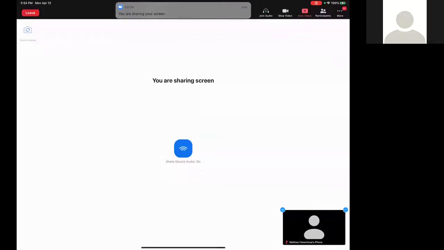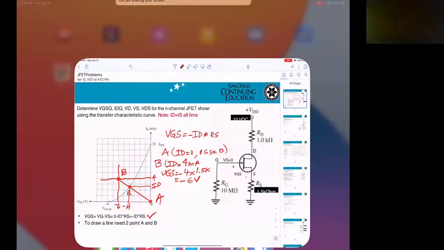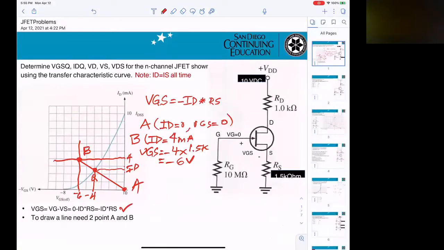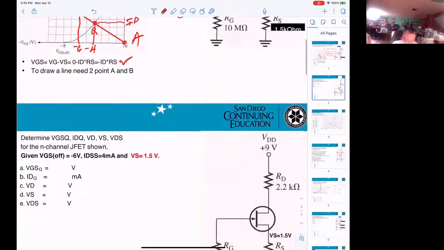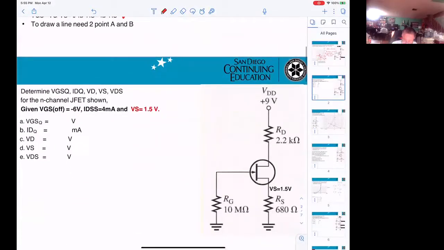Okay. So we go back. Yes. Now we're back to the problem. And Mr. Pham, when you get to it, yeah. So basically, once we find the IDQ and the VGSQ, those are the numbers that we use to find the other variables such as VD, VS, and VDS. Is that correct? Yes, so that's what, let's see, we have to figure it out in here.